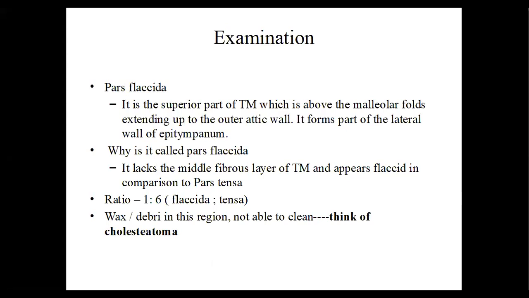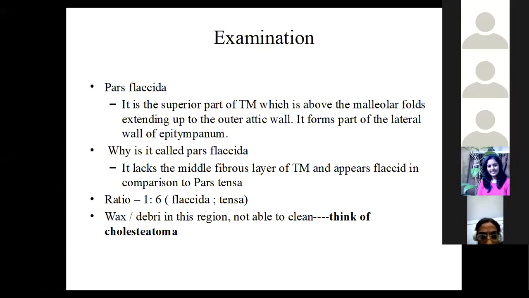Then if we are asked the reason we call it pars flaccida, you should say that the majority of books say there is a lack of fibrous layer of the tympanic membrane in pars flaccida, and a few books even mention that the pars flaccida has a haphazardly or loosely arranged fibrous layer in its middle layer. That is one of the commonly mentioned reasons in most books. That's why it is flaccid. Then you should also remember the ratio between the pars tensa and pars flaccida. Pars flaccida is around 1 and pars tensa is around 6. That is a 1:6 ratio of flaccida to tensa.